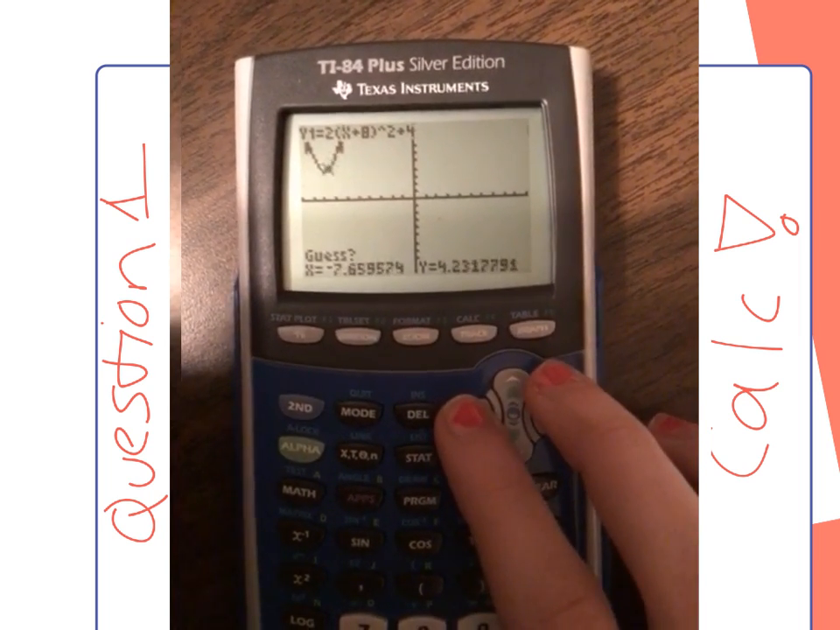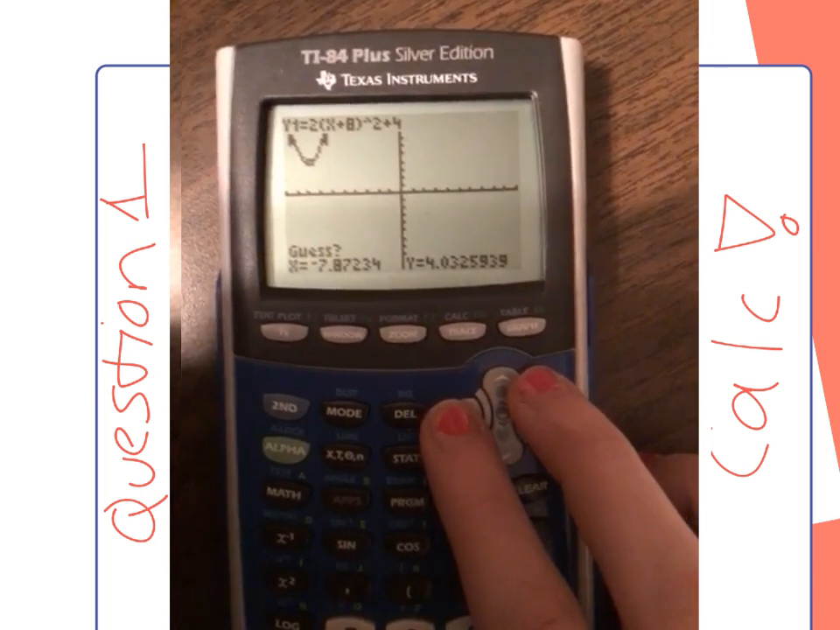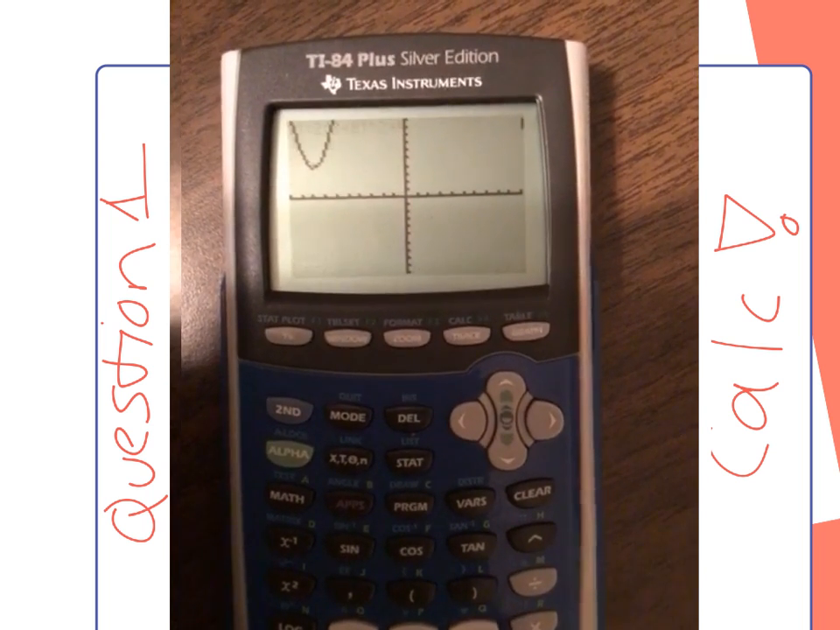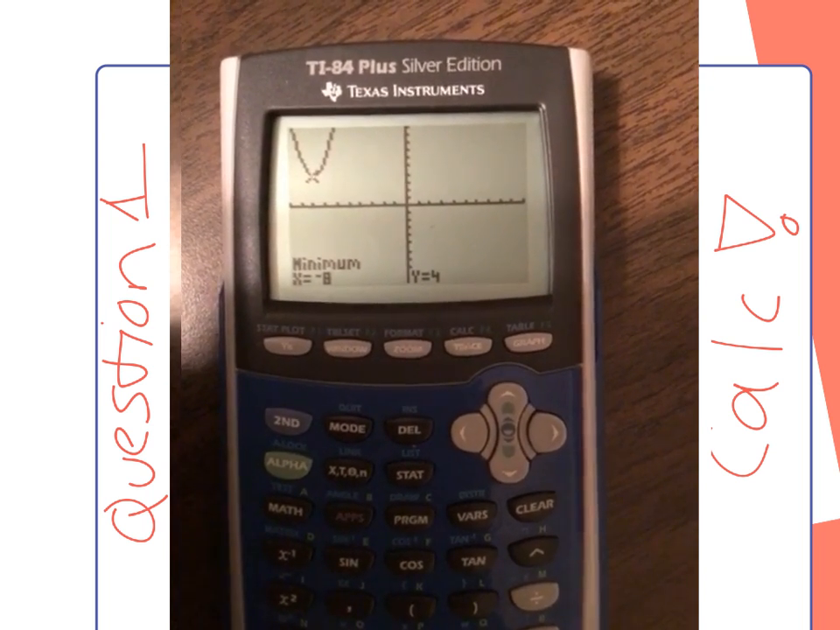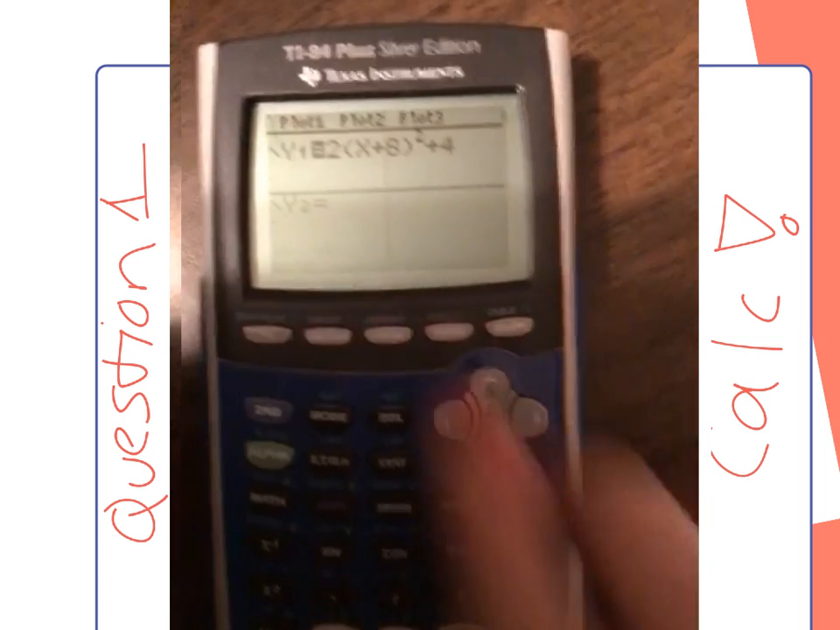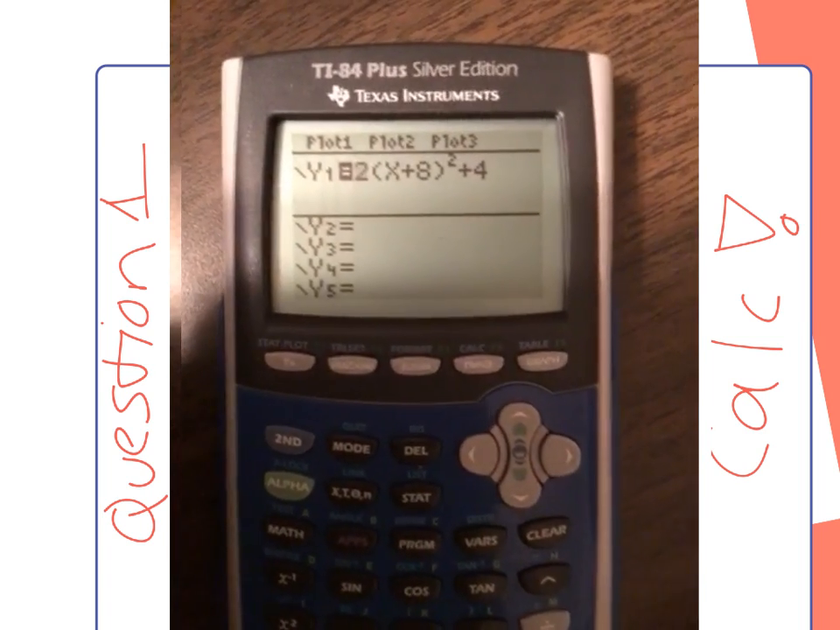And then I'm going to scroll over to where it says guess. And I think it's right about there. And there it is. My minimum is at negative 8, 4. Again, if I went to the calculator to graph this, this is graphing answer choice 4.